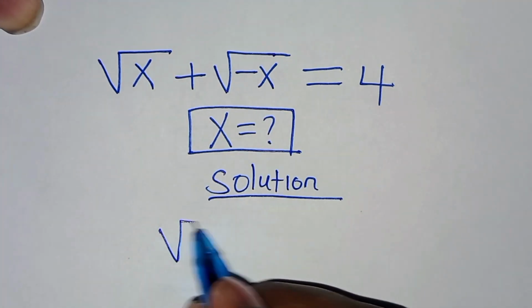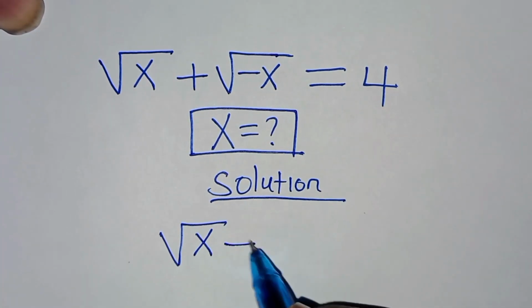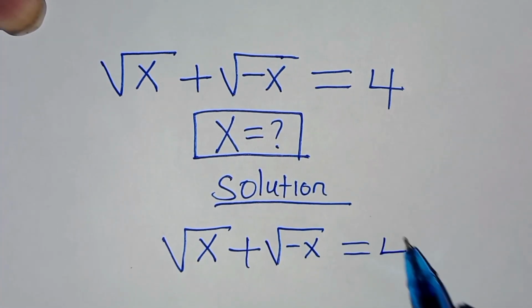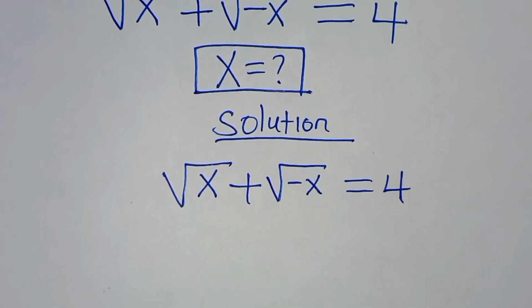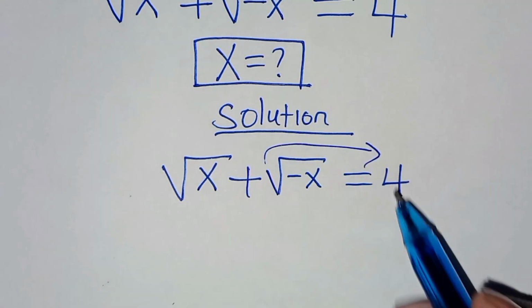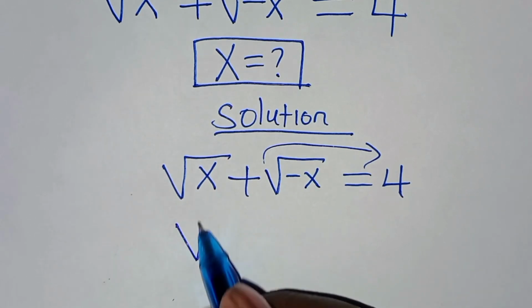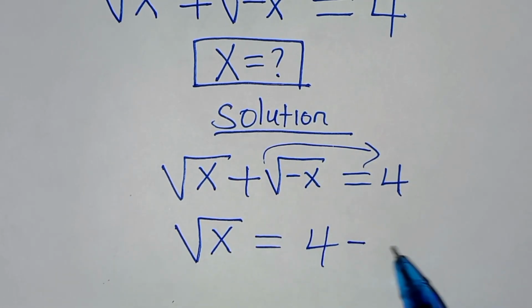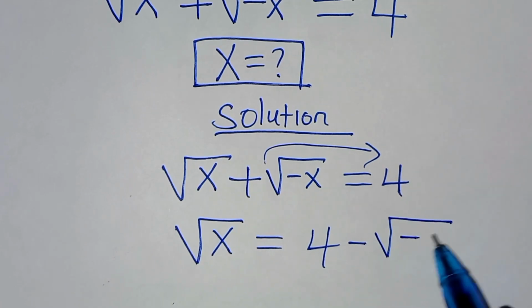We have the square root of x plus the square root of minus x, this is equal to 4. So the first thing to do here, let's take the square root of minus x to the right hand side, so that we have the square root of x equal to 4 minus the square root of minus x.